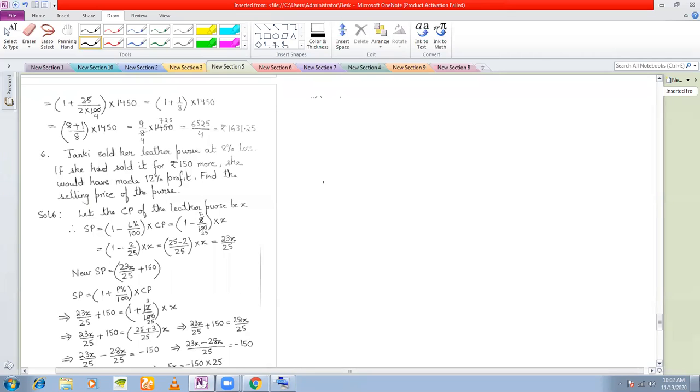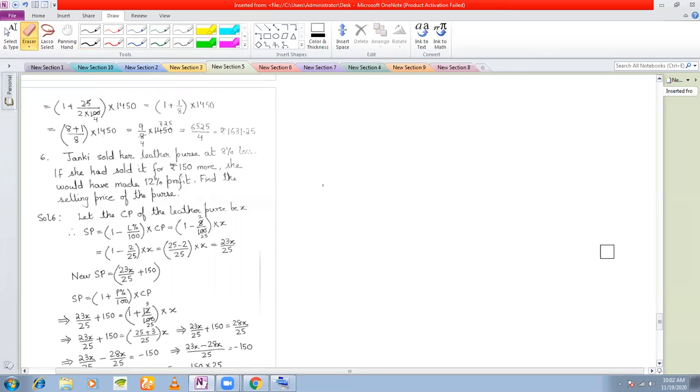Now remember, in any profit and loss problem, make it a rule for yourself: if you can't think of anything, first of all assume cost price to be X. Because if you know cost price, then you can know a lot of things. You can know the profit percentage, you can know the selling price, you can know the loss percentage, whatever.